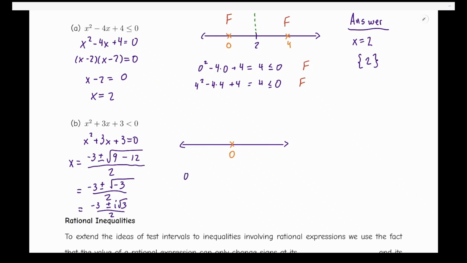Plug 0 in. We get 0 squared plus 3 times 0 plus 3, which is equal to 3. Is that less than 0? That's false. So that means our answer, because everywhere is false, is no solution. Now, if this had happened to be true, that's when we would have done negative infinity to infinity. And that's a good place to stop for the second video.